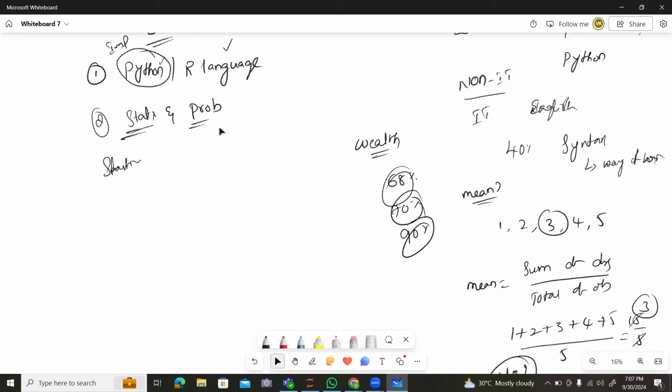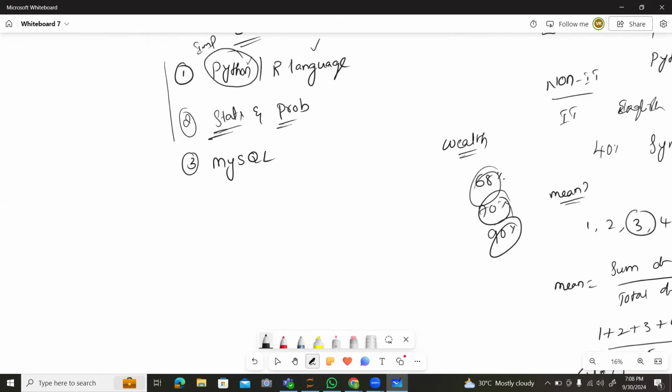So that covers statistics and what other things are presented. Clear up to here? The next skill we need to have, after completing statistics and probability, is MySQL. MySQL is simply known as a database. It is a database used to store or retrieve data, whatever the things presented.